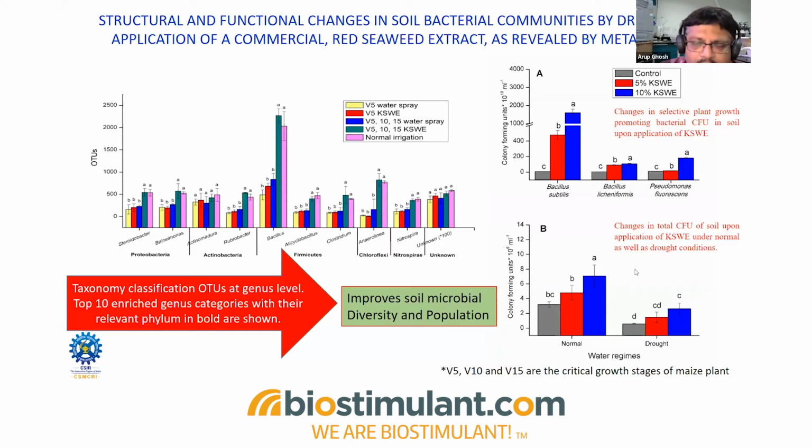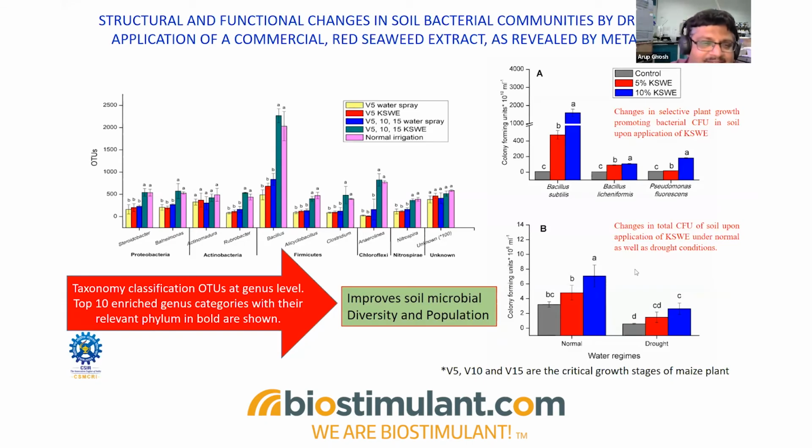So the bottle green, the sea green, is the one wherein the plants were subjected to stress. We withheld irrigation, and we also applied this biostimulant, and then we checked the microbial population in the soil. The control was the normal irrigation, and the other control was where the plants were stressed by not irrigating, but at the same time only water was sprayed and no seaweed biostimulant was applied.